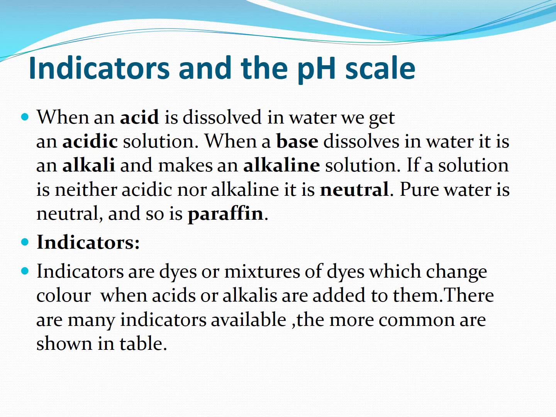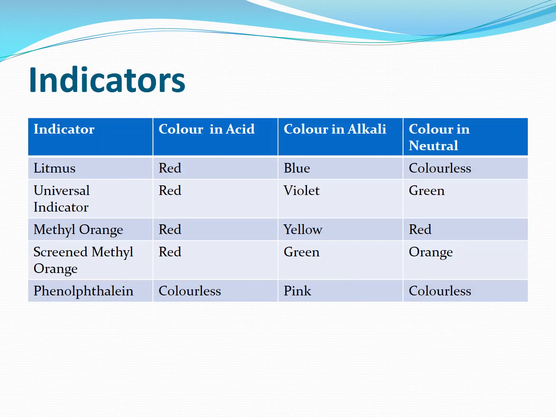Now we can define indicators: indicators are dyes or mixtures of dyes which change color when acids or alkalis are added to them. There are many indicators available; the more common ones are shown in the table. Litmus is one of the indicators. In acid it is red, in alkali it is blue, and in neutral it is colorless.